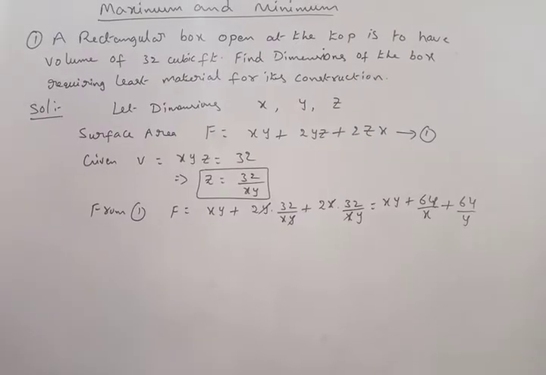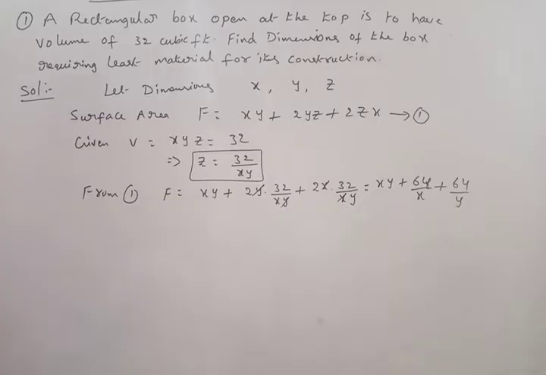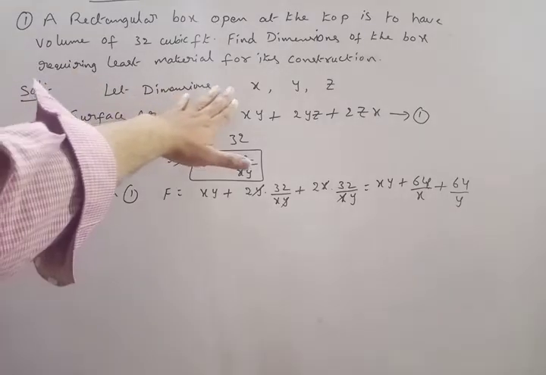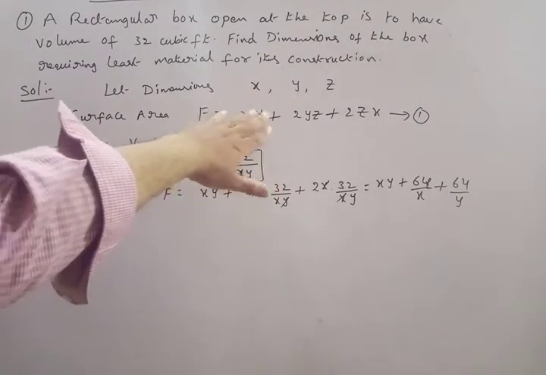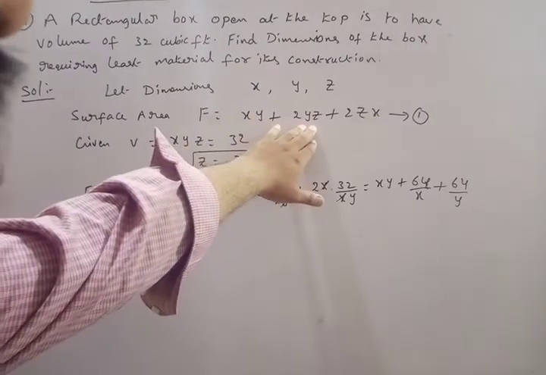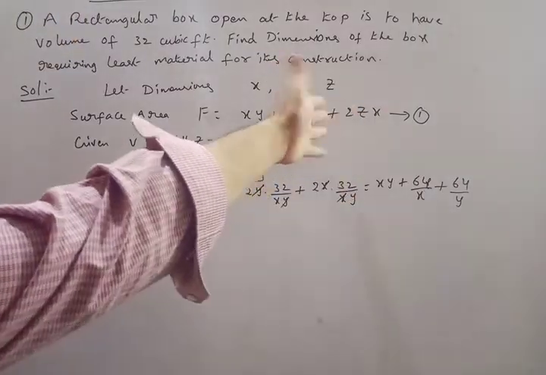Now we need to differentiate, dou f by dou x and dou f by dou y, then equate to 0. Then we get the values of x and y. Then we find L, M, N, and then ln minus m square, so we come to know whether the function has a maxima or minima. From that we can get the values of x, y, z. So I took the dimensions as x, y, z, and the surface area f is xy plus 2yz and 2zx, since one side is open. If you want to take yz open, you can take it as yz, or zx open, you can take it as zx.